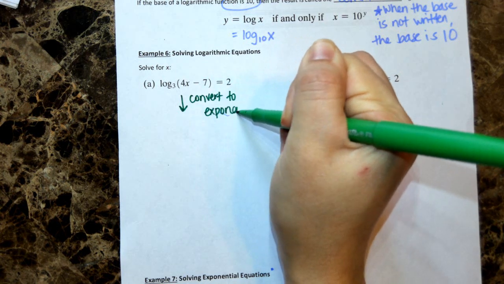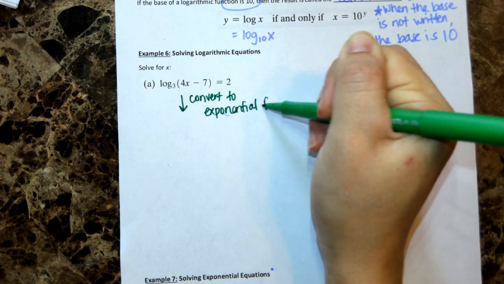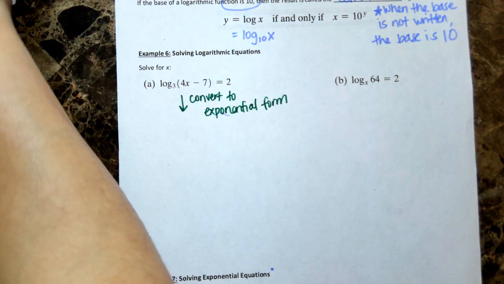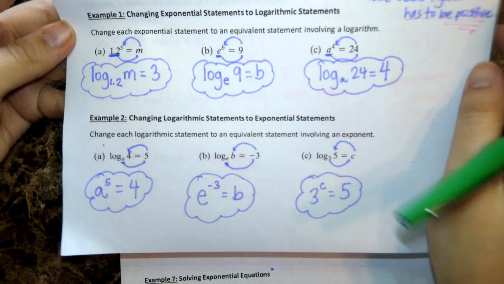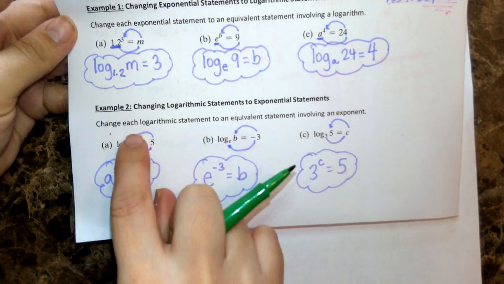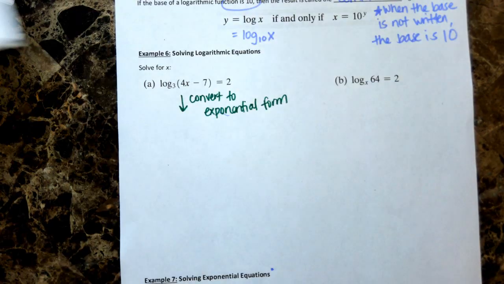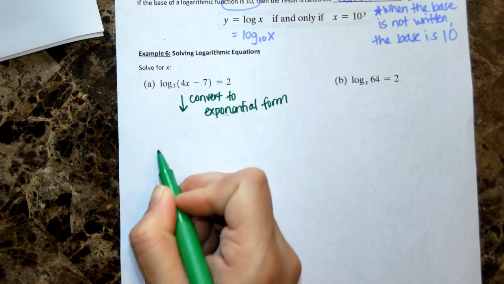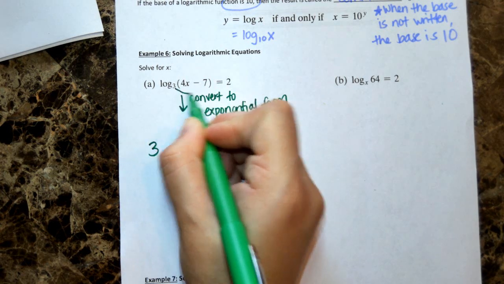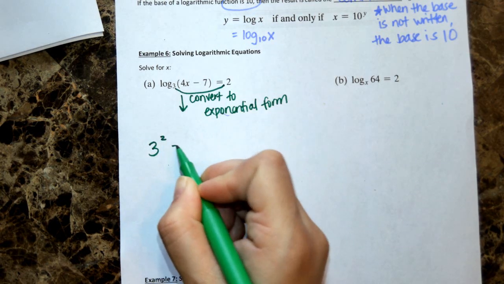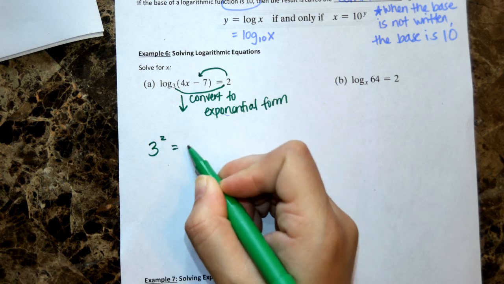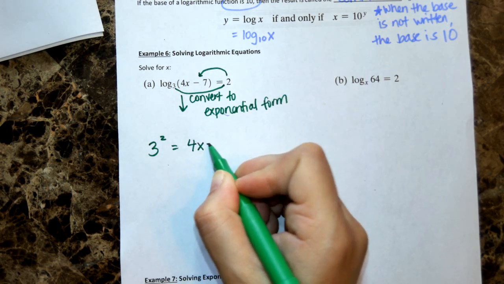It's not helping us in any way in this form, so maybe if we convert it to exponential form, it'll be a little bit more useful. Now, if you're wondering, how do we do that? Well, we did it on the very first page of the notes. You are given a log form, convert it to exponential form. So we're doing that same thing. Start with the base, which is the little number on the bottom, which is 3. Raise it to the second power, and set it equal to whatever's in the logarithm, which is 4x minus 7.